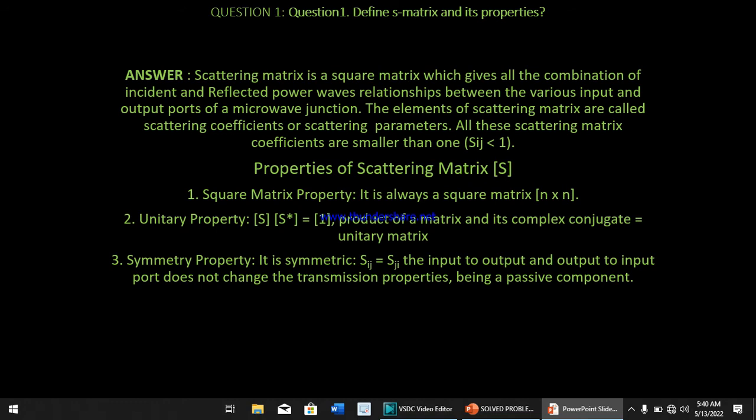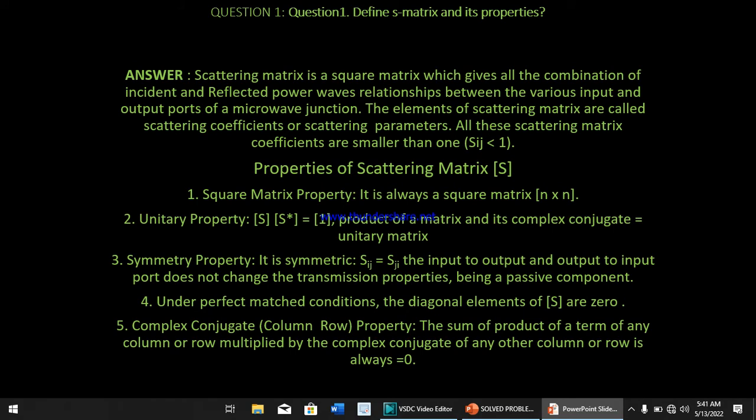Number 3, it has symmetry property. A matrix is symmetric if Sij is equal to Sji, that is, interchanging the input and output ports does not change the transmission properties, being a passive component. Number 4, under perfect matched conditions, the diagonal elements of the S matrix are 0.